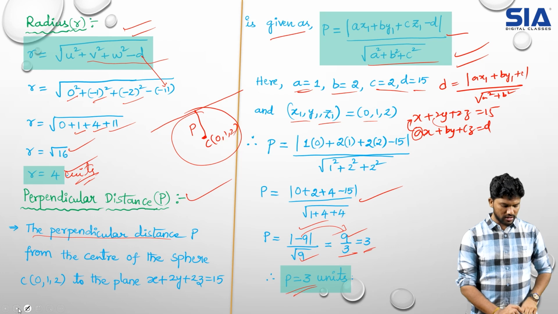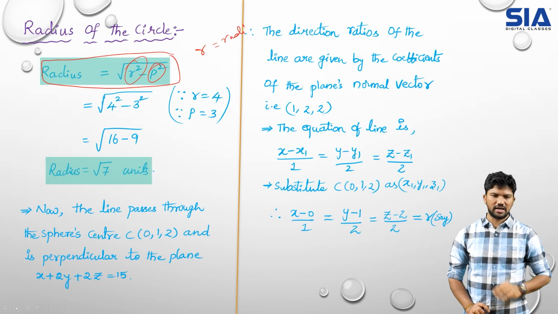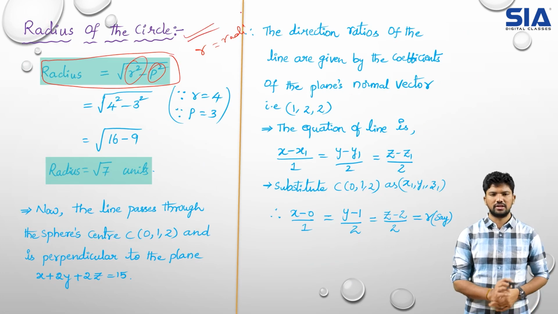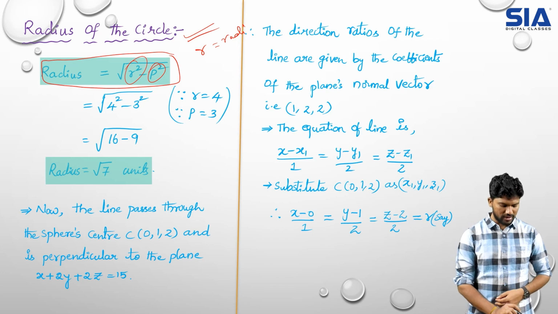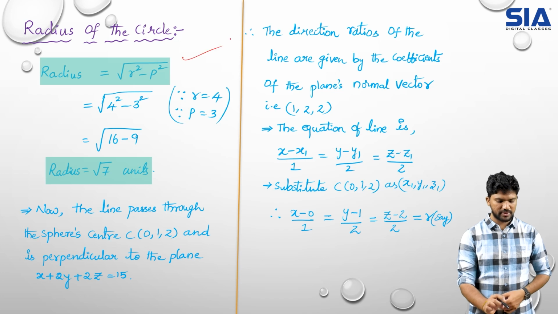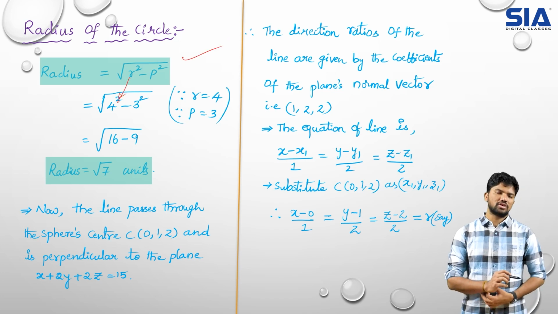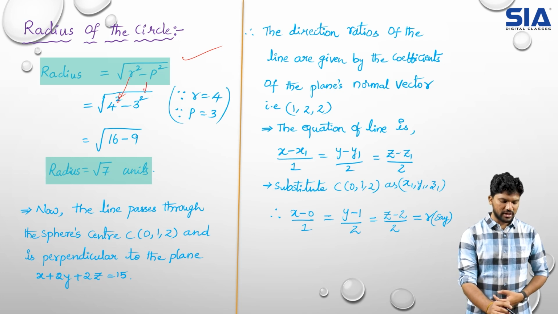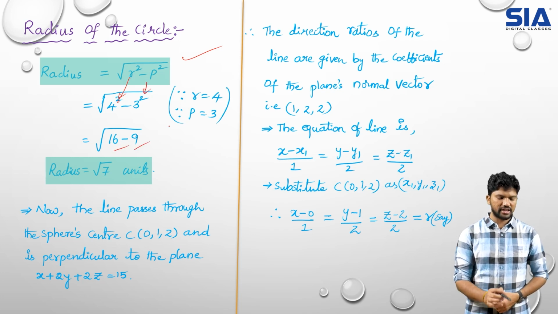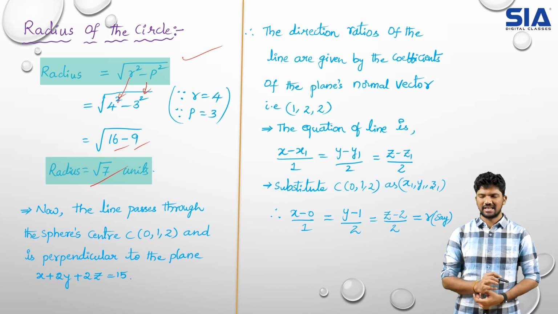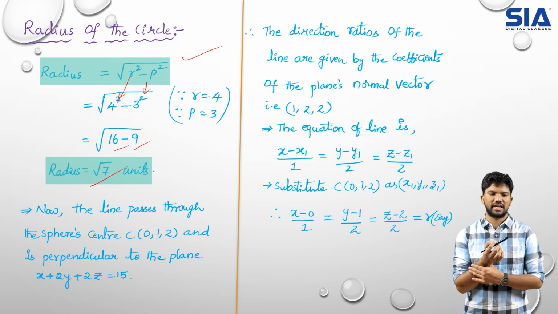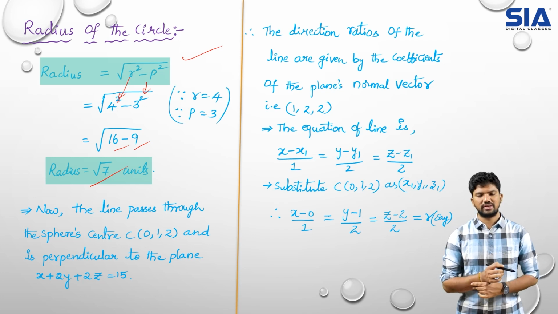Okay, now you have got the perpendicular distance also. Now the radius of the circle. The radius of the circle is given by the formula under root of r squared minus p squared. So substitute the r value 4: 4 squared minus the p value 3 squared. 4 squared is 16 and 3 squared is 9. So 16 minus 9 we can write as 7. Root 7 units. The radius of the circle is root 7 units.